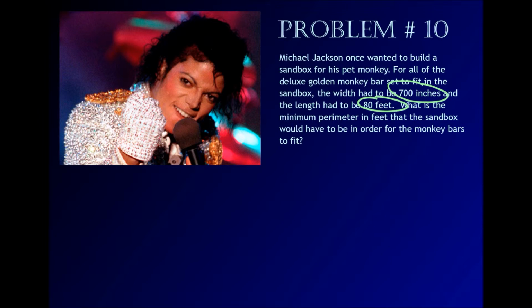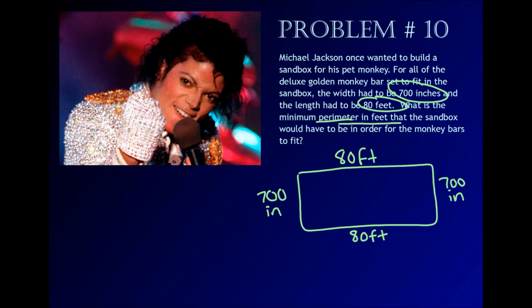Yeah, I know. So the first thing I need to do in this problem number 10 is actually identify the correct units. And so I did. I identified the important units in the problem, 700 inches and 80 feet. Those are the correct units for the length and the width of this sandbox for his monkey. Good. That's good. Yeah, so I put the 700 inches on the sides, I put the 80 feet on top and bottom, and the whole goal is to find the minimum perimeter in feet that the sandbox would have to be. So I need to find out what this perimeter of this object would be.